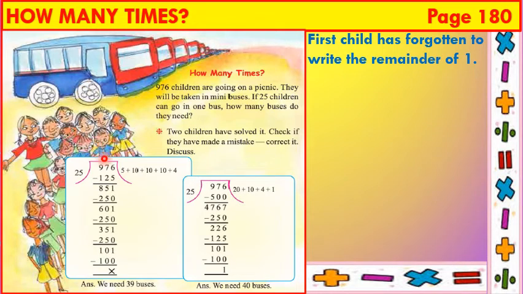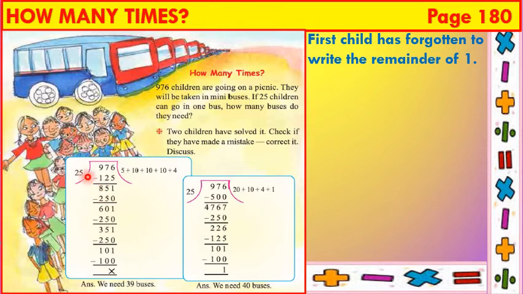Now 2 children out of this have solved the sums. Check whether they have made a mistake or done it correctly. Now let us see the sum solved by the first child. 25 divided by 976. 25 5s is 125. Find the difference. 6 minus 5 is 1, 7 minus 2 is 5 and 9 minus 1 is 8.